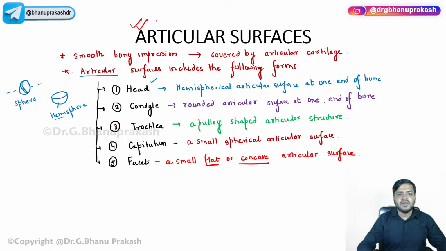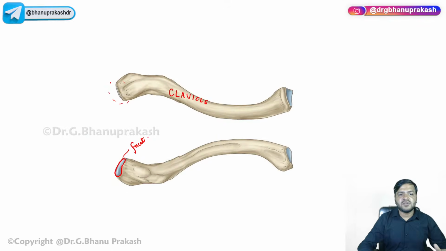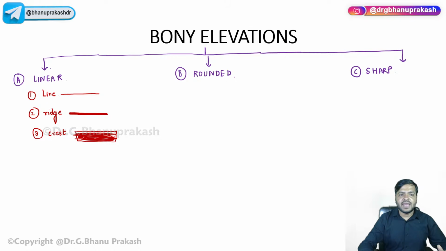I hope this is clear to every one of you right now. What is meant by the line, ridge, and crest, right? Yes, Hassan, very good. What about the rest, guys?